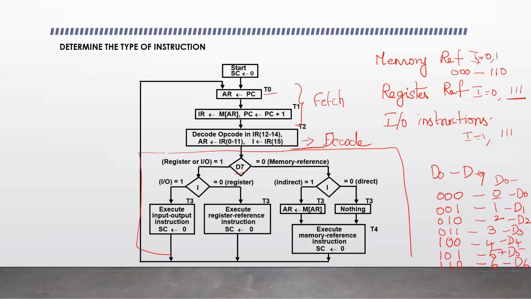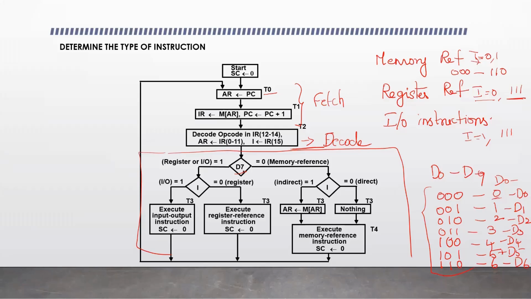When the opcode is 111, we say that the instruction is a register reference or IO instruction. That depends on the bit I. If bit I is 0, it is a register reference instruction, and if bit I is 1, it is an IO instruction. So D7 is 1 for register reference and IO instructions. It is 0 for memory reference instructions. We don't include this D7 here for memory reference instructions, so D7 is 0 for memory reference.